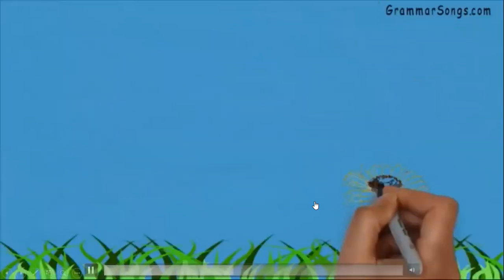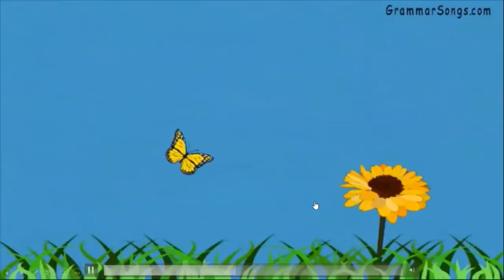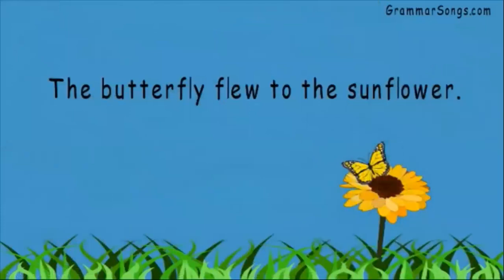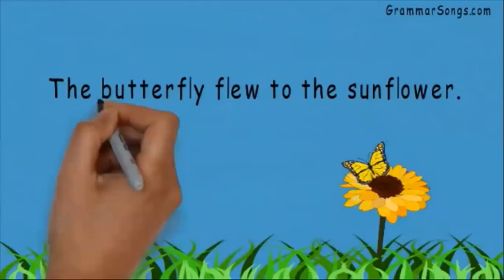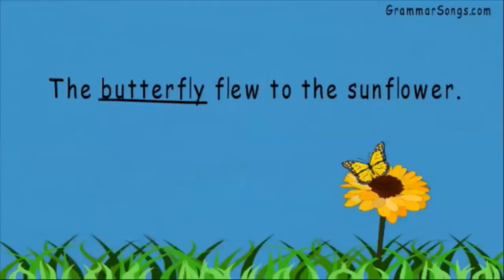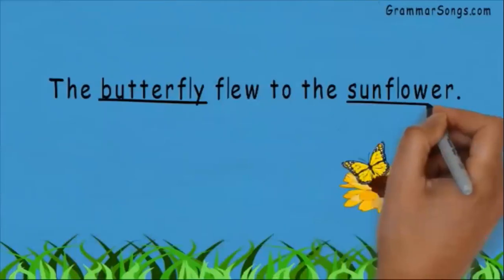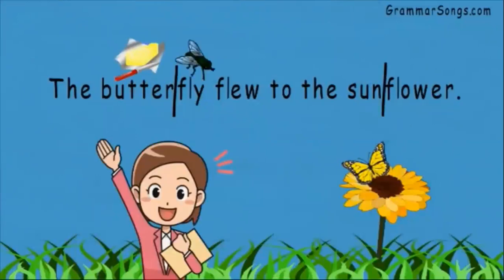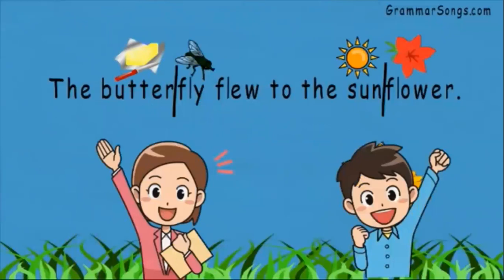The other important thing about compound words is to recognize them when you read. The butterfly flew to the sunflower. Since two words are glued together, compound words appear longer than many other words. Don't let compound words intimidate or scare you when you are reading. Look for the smaller words inside the big word to make reading easier. Like butter and fly, or sun and flower. Exactly. Let's read a short story together and look for compound words.